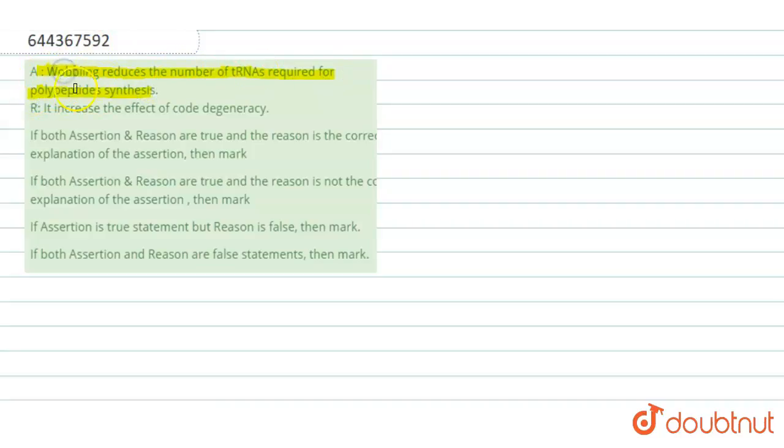So here the question says that wobbling reduces the number of tRNAs required for polypeptide synthesis. So it is an assertion type question, and the assertion statement is given this, and the reason says that it increases the effect of code degeneracy, right? So we have four options here.